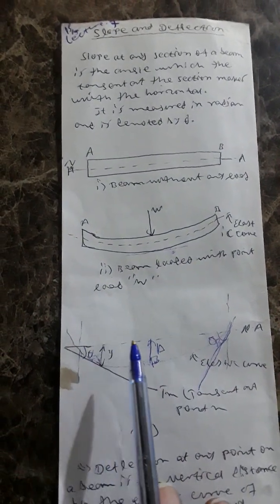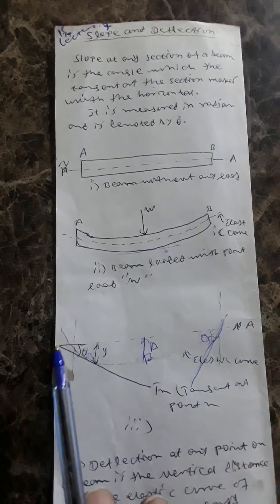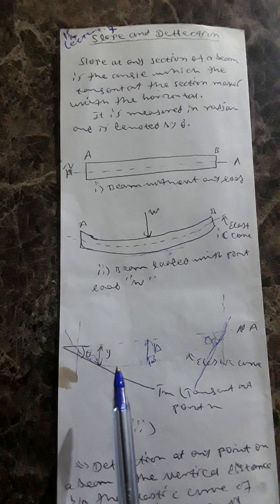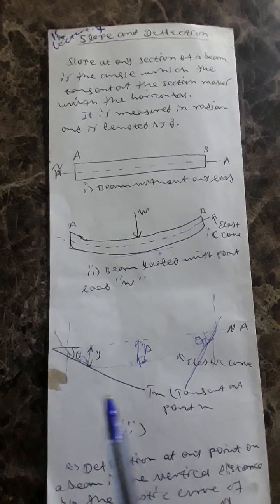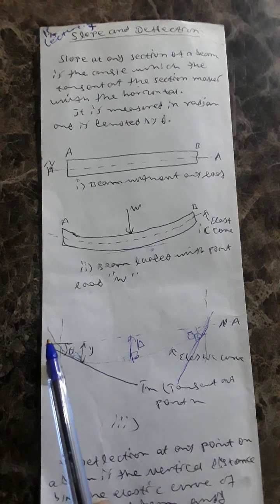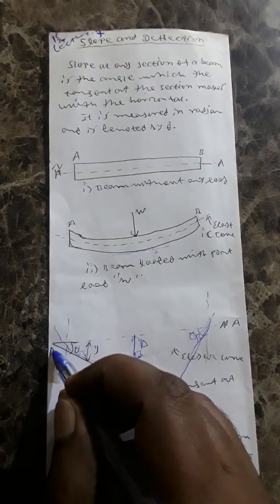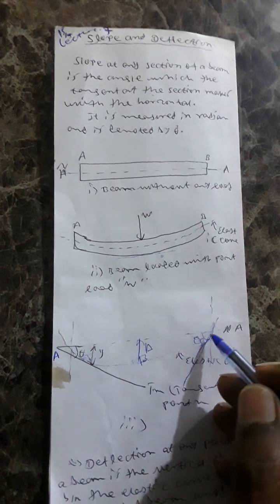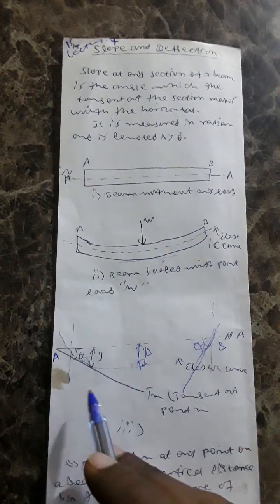This is the neutral axis. This is the tangent at A. This is A. This is B. This is the tangent at B.